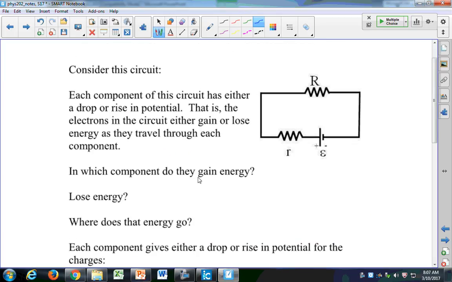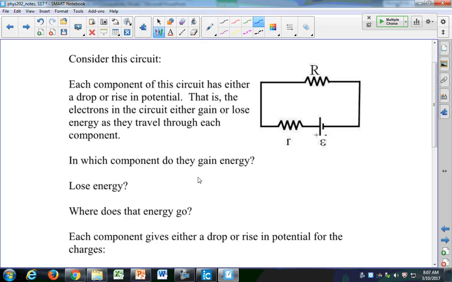All right, let's look at this circuit. We're going to introduce now the idea of the loop rule, and this will be very important. It's a very important rule that electrical engineers and electricians use when they're analyzing circuits, and we'll use it a lot too.